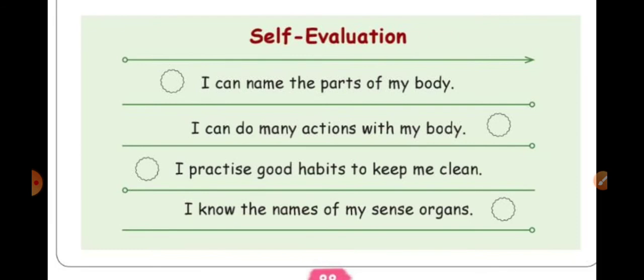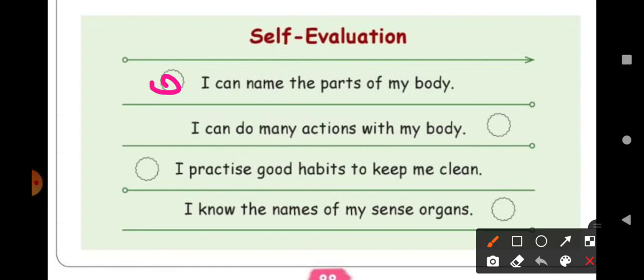See, we have come to the end of the unit. So what you have to do is, see, ask yourself these questions. I can name the parts of my body. See, if you are able to name the parts of your body, you can color this circle, okay. I can do many actions with my body like walking, running, skipping, many things. Yes, you can. If you can do it, you can color this circle too.